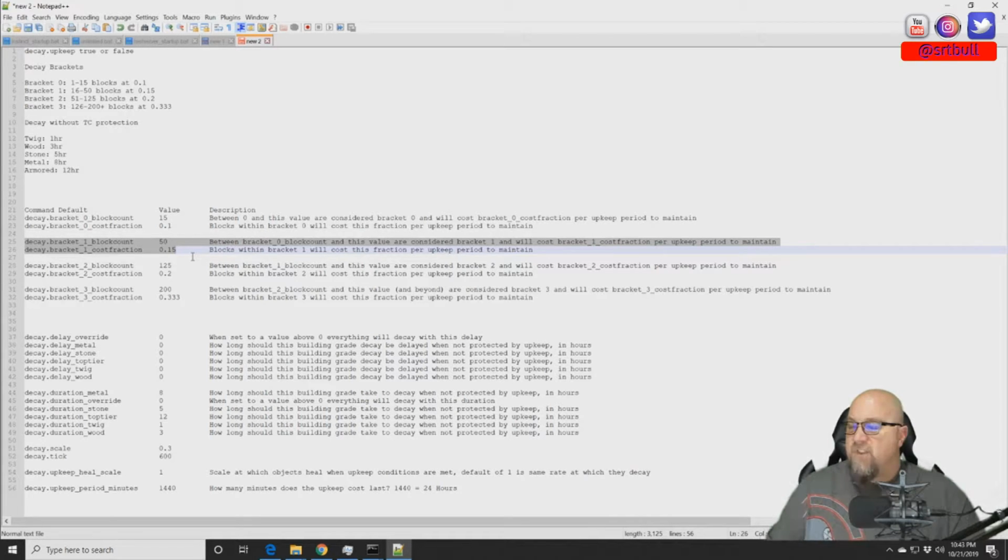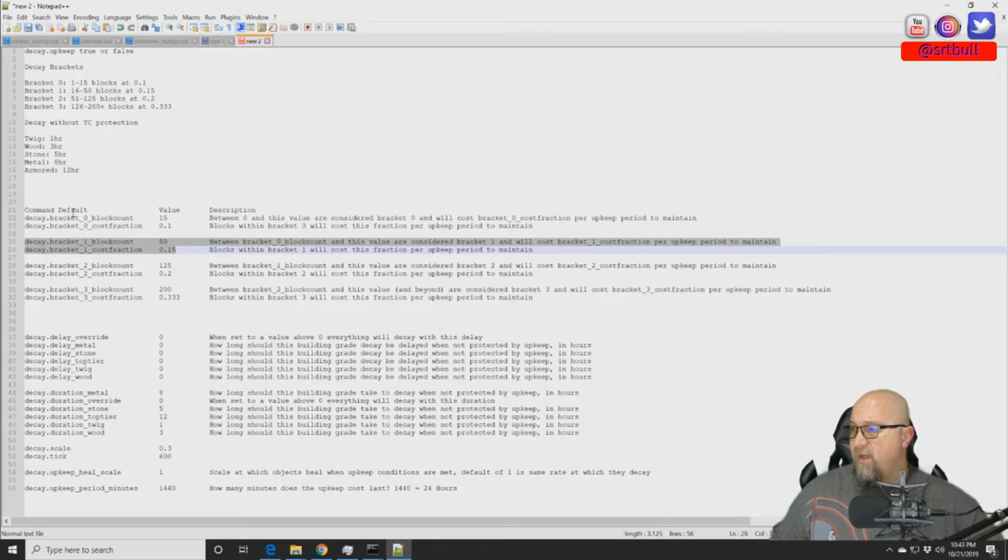So let's just say we had a player on our server that had a base within bracket zero, so his entire base was less than 16 blocks. Let's say that we wanted to reduce his upkeep tax to 1% instead of 10%.